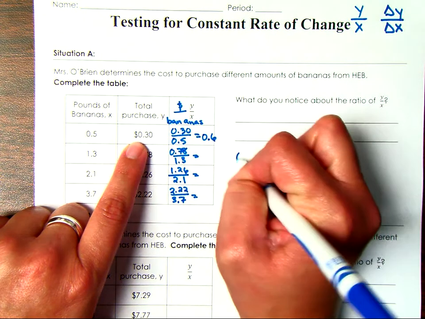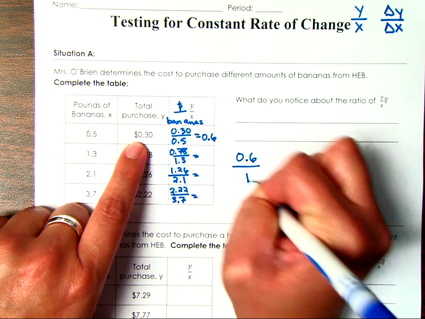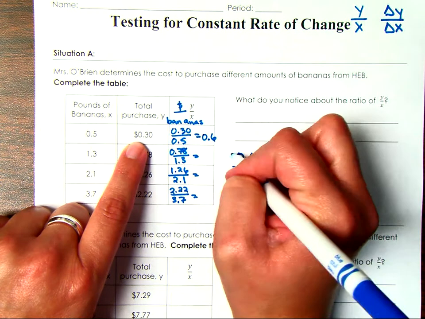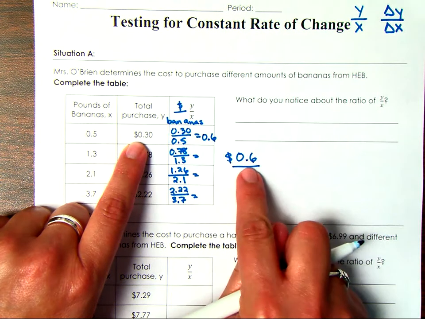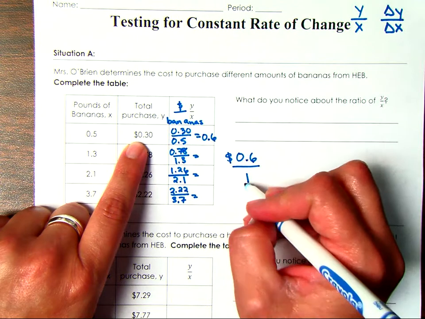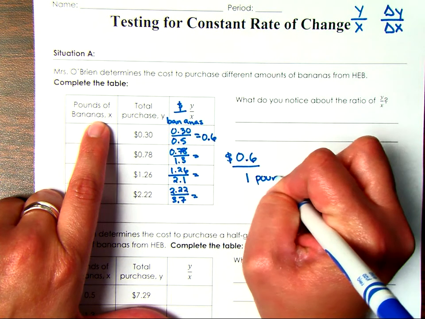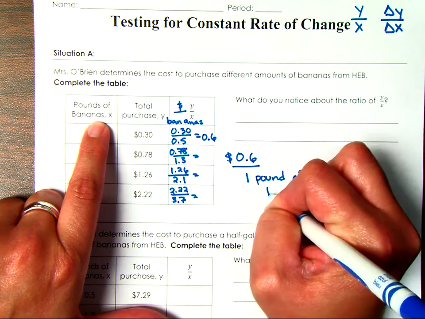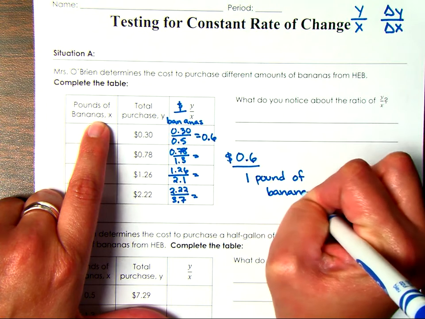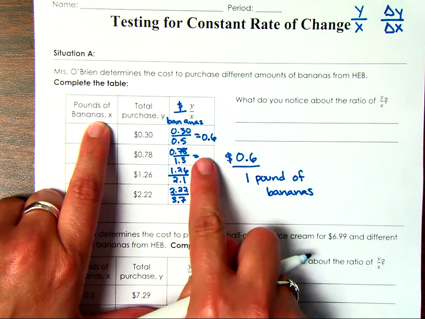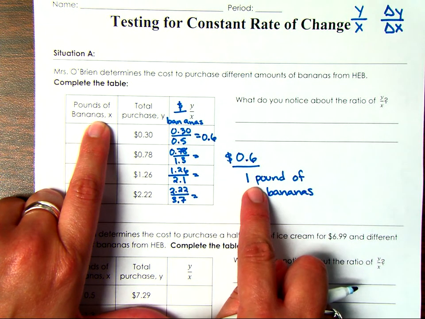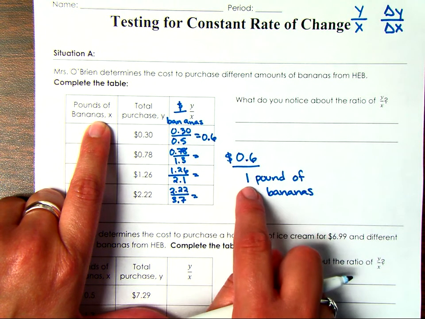And remember, 6 tenths is the same thing as 6 tenths over 1. So when we're comparing this, this is my y, which is my dollars, how much you spent, and my x was the pounds of bananas. So that looks like it's 6 tenths for every 1 pound of bananas. That's my unit rate, 6 tenths for every 1 pound.